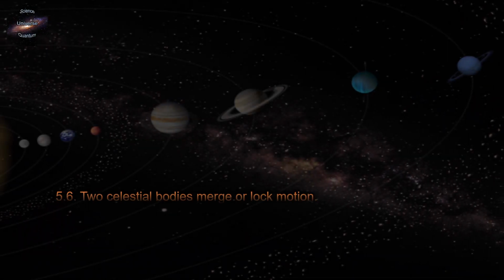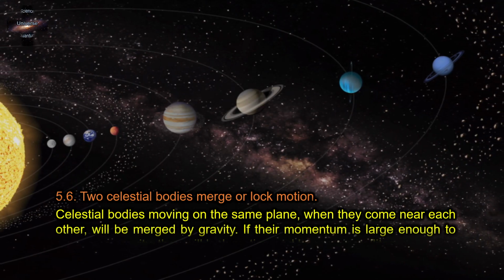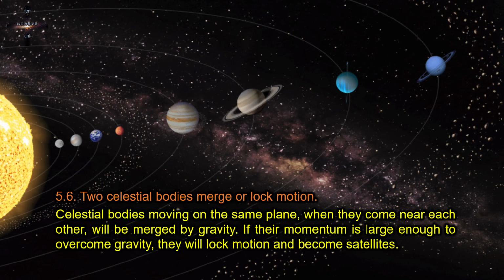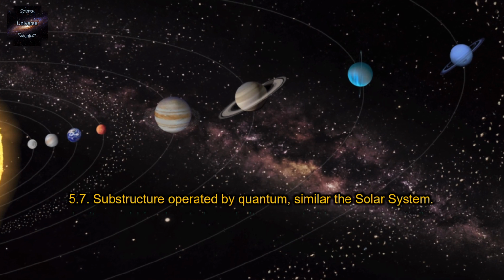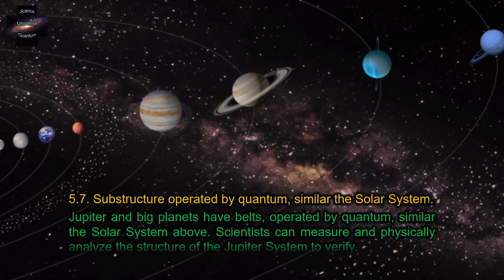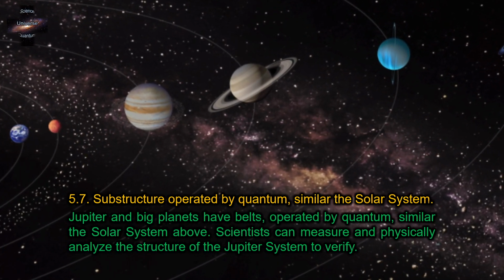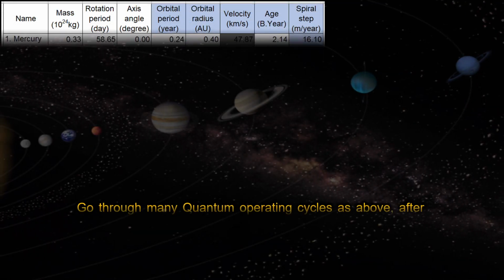Celestial bodies moving on the same plane, when they come near each other, will be merged by gravity. If their momentum is large enough to overcome gravity, they will lock motion and become satellites. Jupiter and big planets have belts, operated by quantum, similar to the solar system above. Scientists can measure and physically analyze the structure of the Jupiter system to verify. Go through many quantum operating cycles as above.